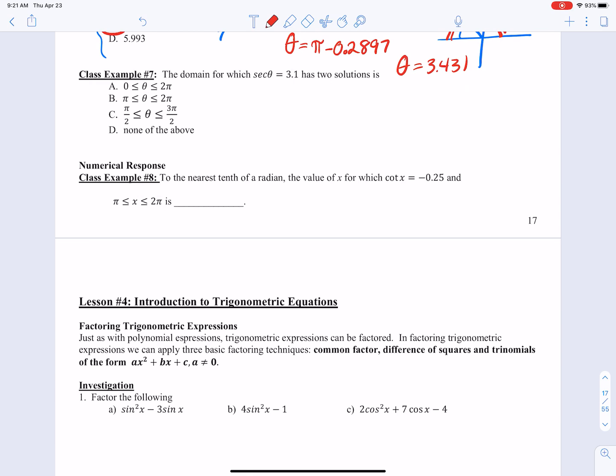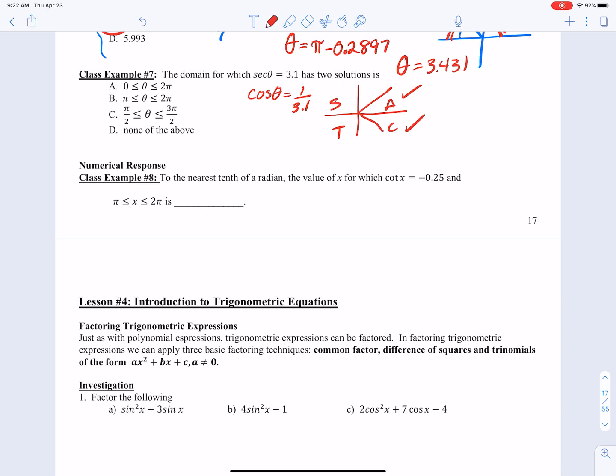All right, class example number 7. The domain for which secant theta is equal to 3.1 has two solutions is. All right, well, let's take a look. We got to put this as the primary ratio. And now let's take a look at the CAST rule. This ratio is positive, and we're dealing with cosine, so I know that cosine is positive in both quadrant 1 and 4.